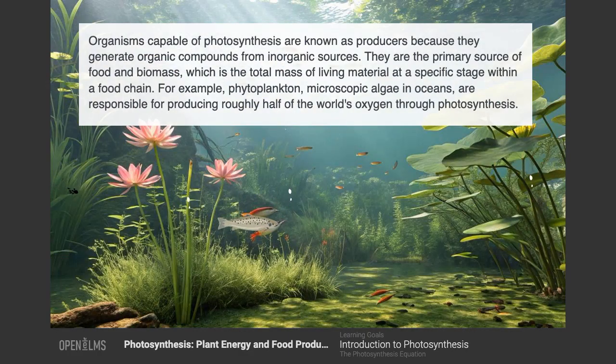Organisms capable of photosynthesis are known as producers because they generate organic compounds from inorganic sources. They are the primary source of food and biomass, which is the total mass of living material at a specific stage within a food chain. For example, phytoplankton, microscopic algae in oceans, are responsible for producing roughly half of the world's oxygen through photosynthesis.